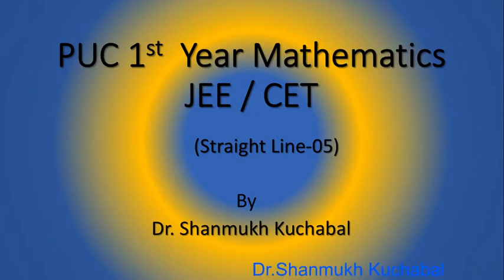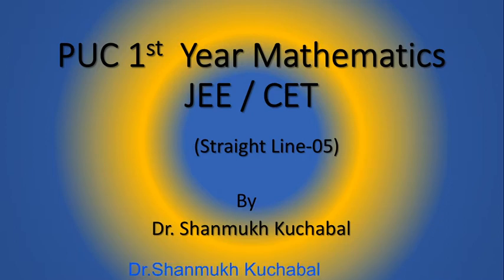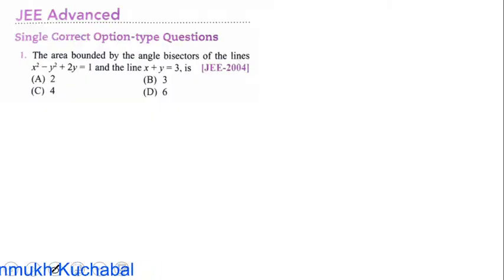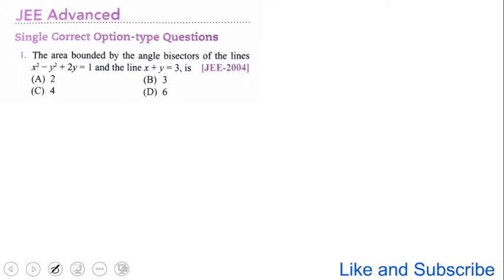Hello dear students, today in this session we'll discuss advanced level questions on straight line. So let us begin with the first example. Here the first example is the area bounded by the angle bisectors of a line. We have two equations here.